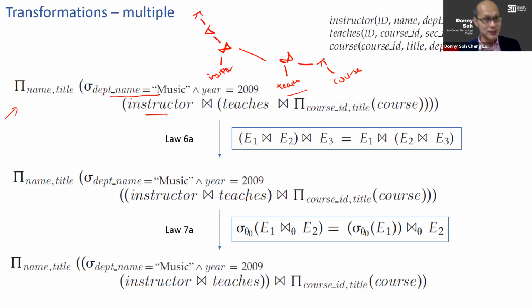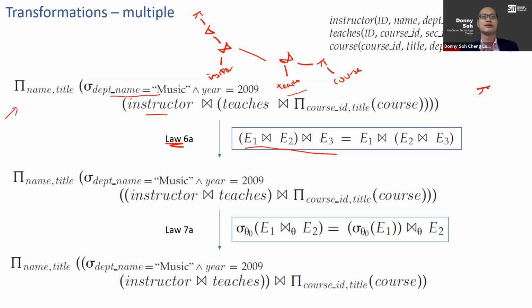Okay, so the first thing we do is we remember we have the commutative, so-called attribute, which is law 6a. So instructor join with teachers join with this expression will be the same as I do the join between instructor and teachers first, and then they join with this. Okay, so using law 6a this will look like this. And in the exam, you have to write out what law you're going to use. So very important, you have to write out the law.